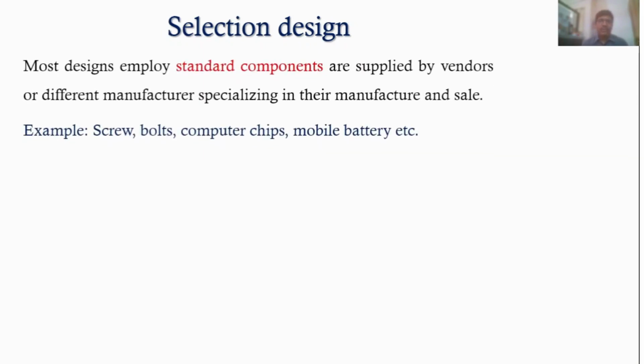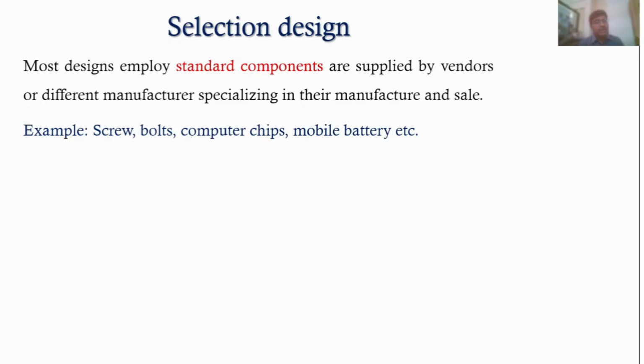Now we move to the next type of design, and that design name is selection design. What is happening in selection design? If iPhone wants to develop the complete iPhone, iPhone is developing certain components, they are not developing the complete mobile. So iPhone people will design the component specifications, and they will purchase those specifications from other vendors.